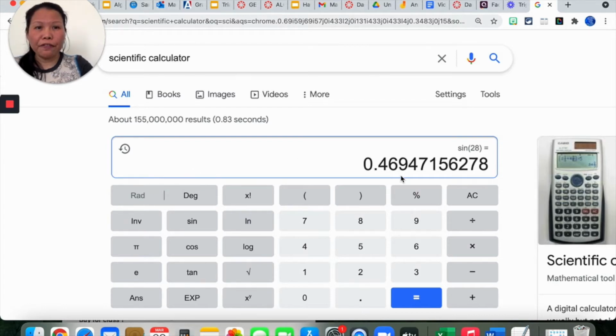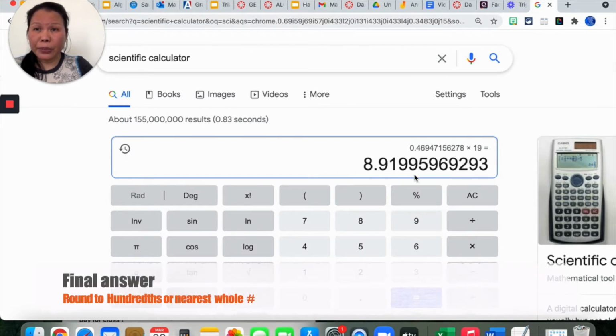So 0.469, and we can multiply it by 19, and then we can round it off. When we don't have any indication of what decimal place we have to get, we can just use the hundredths. 8.91, but we're going to round up. 8.92 is the final answer.